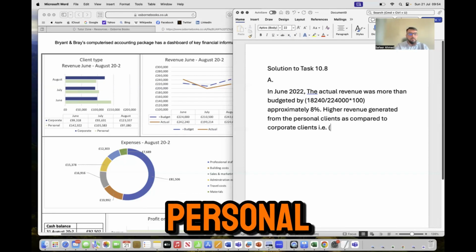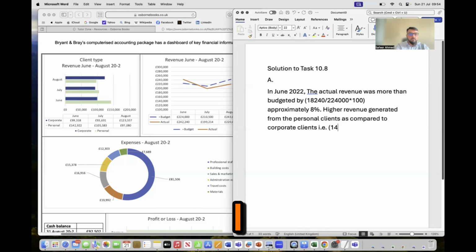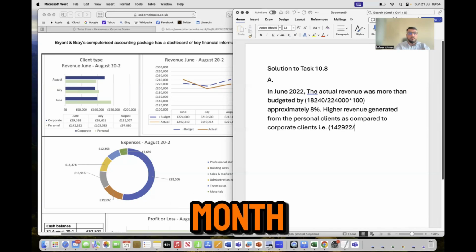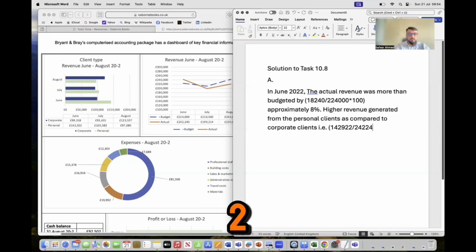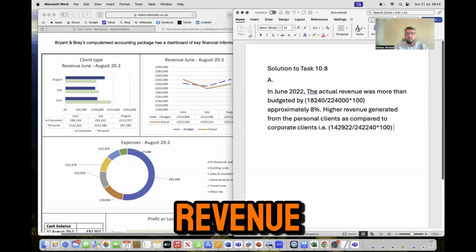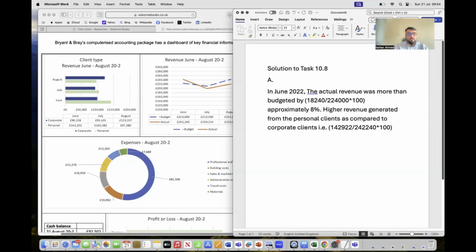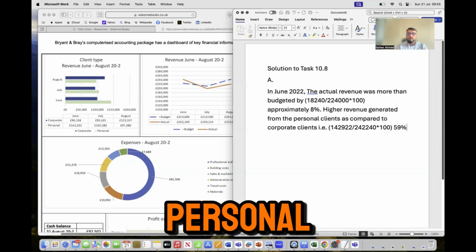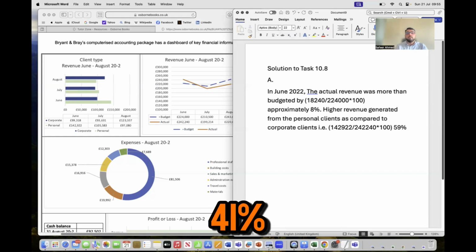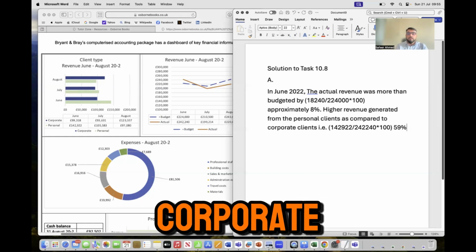So from the personal clients, the revenue generated was 142,922, divided by the total revenue of that month, which is 242,240. If you times it by 100, it's going to give you the percentage of the revenue generated from the personal clients. So 142,922 divided by 242,240 times 100 gives you 59%. So you can clearly see that 59% of the revenue was generated from personal clients, and the remaining 41% was generated from the corporate clients.